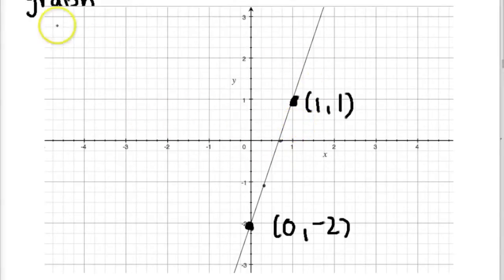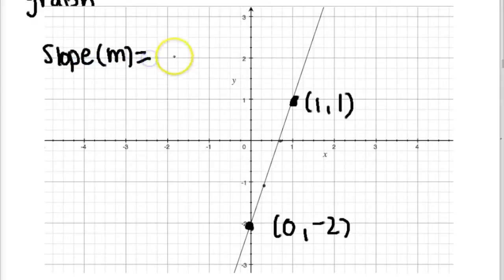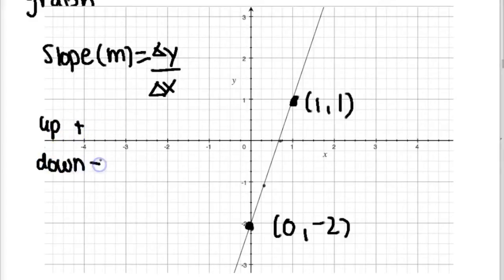So to find the slope, you have to find the change in y over the change in x. And the change in y is how far up or how far down it goes. And up is always positive and down is always negative. And then for the change in x, on the x-axis, it's either going to move right or left. And right is always positive and left is always negative.